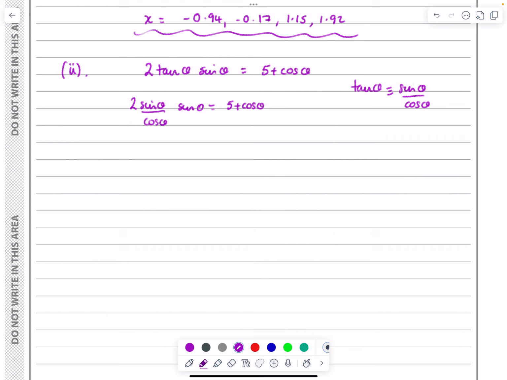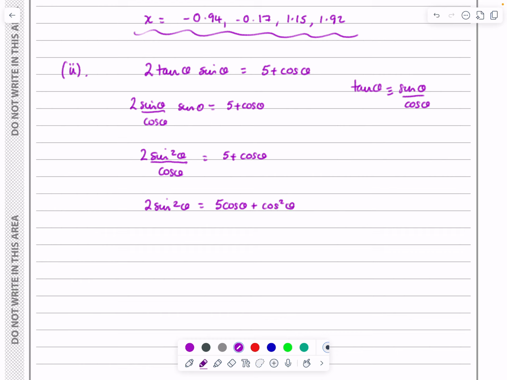And you say, right, okay, I can see what's going to be going on when I'm doing this. I've got 2, just do it slowly, 2 sine squared theta over cos theta is equal to 5 plus cos theta. Now let's multiply everything by cos theta to get rid of the cos theta on the bottom. I'm going to get 2 sine squared theta is equal to, multiplying all of that by cos, is going to give me 5 cos theta plus cos squared theta.